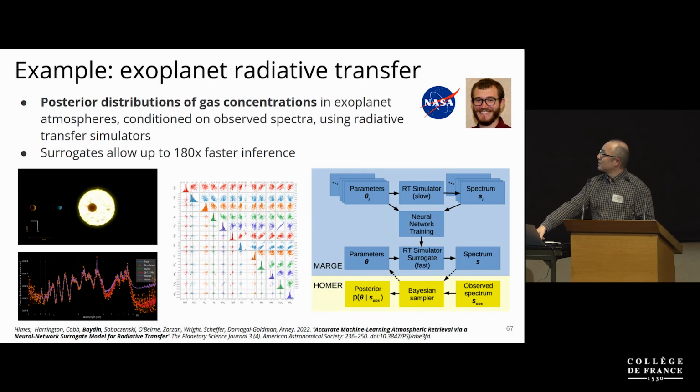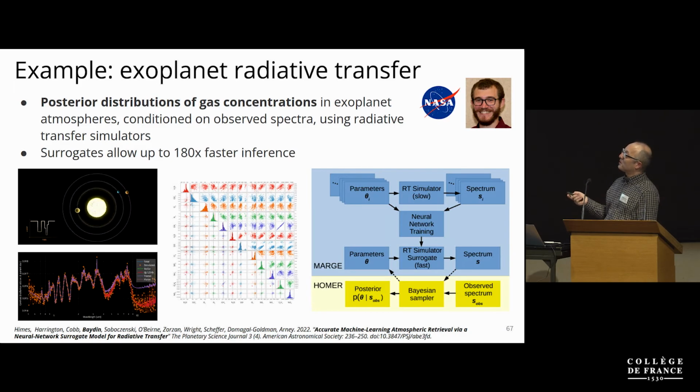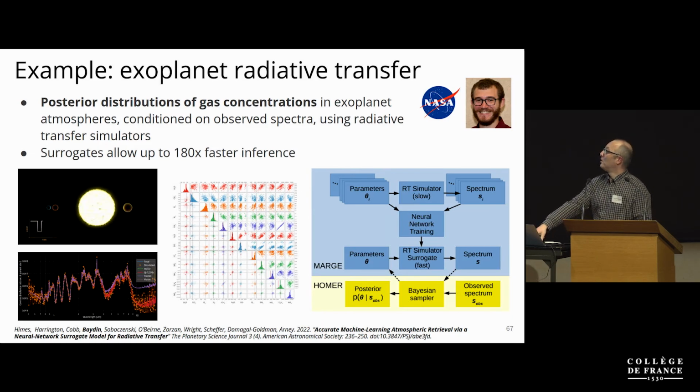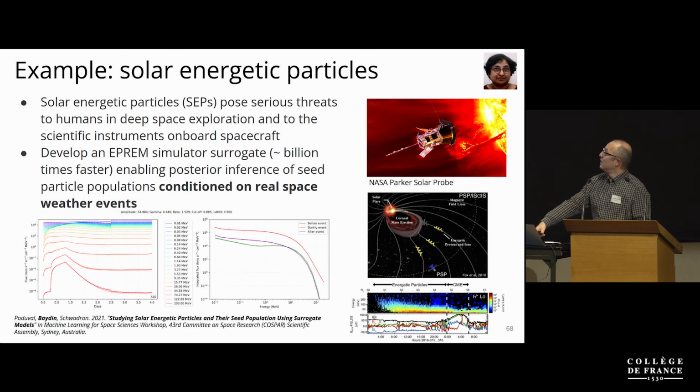So I had work in exoplanets. Basically, they have very slow radiative transfer models. You can learn a surrogate. You can make it around 180 times faster, and you can do Bayesian inference with this fast thing that enables inference, computational cost-wise. And lately, I'm working on data from Parker Solar Probe.